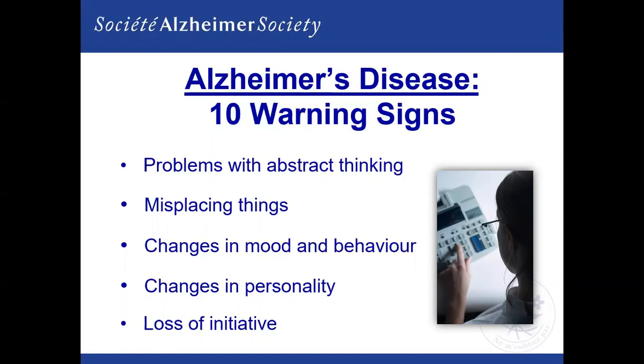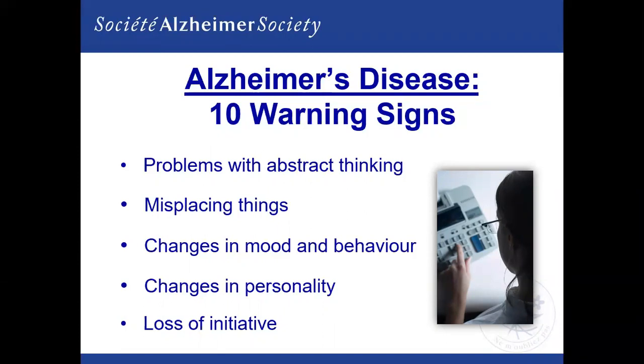Changes in mood and behavior can also be common. So, anyone can feel sad or moody from time to time, especially in times of loss or times of stress. But for someone with Alzheimer's disease, they can show more varied mood swings. So it can range from calmness to tears to anger in a short period of time and for no apparent reason.